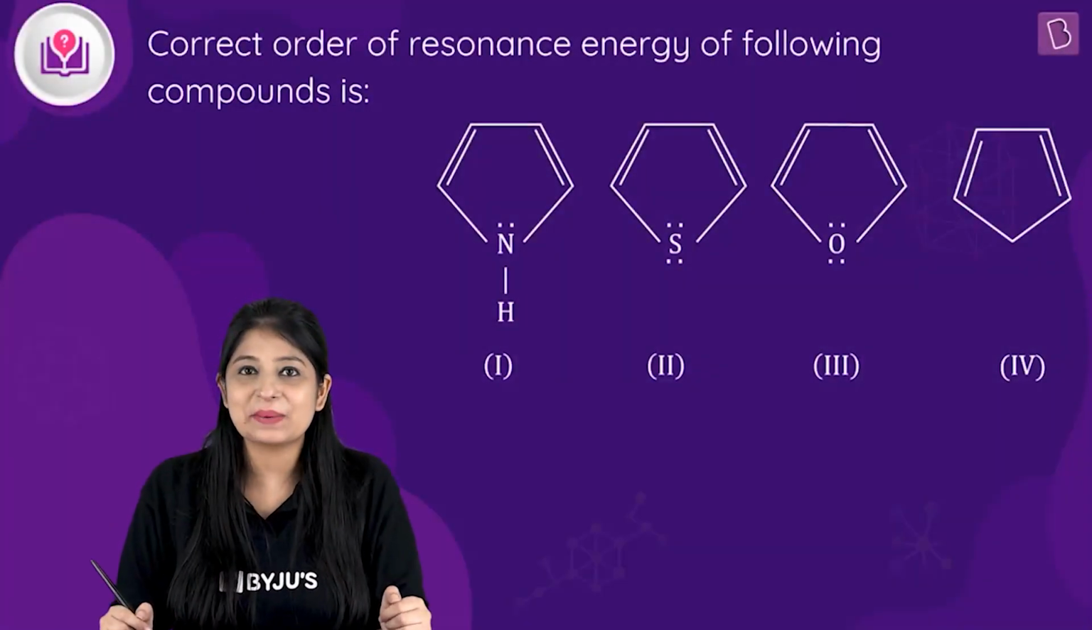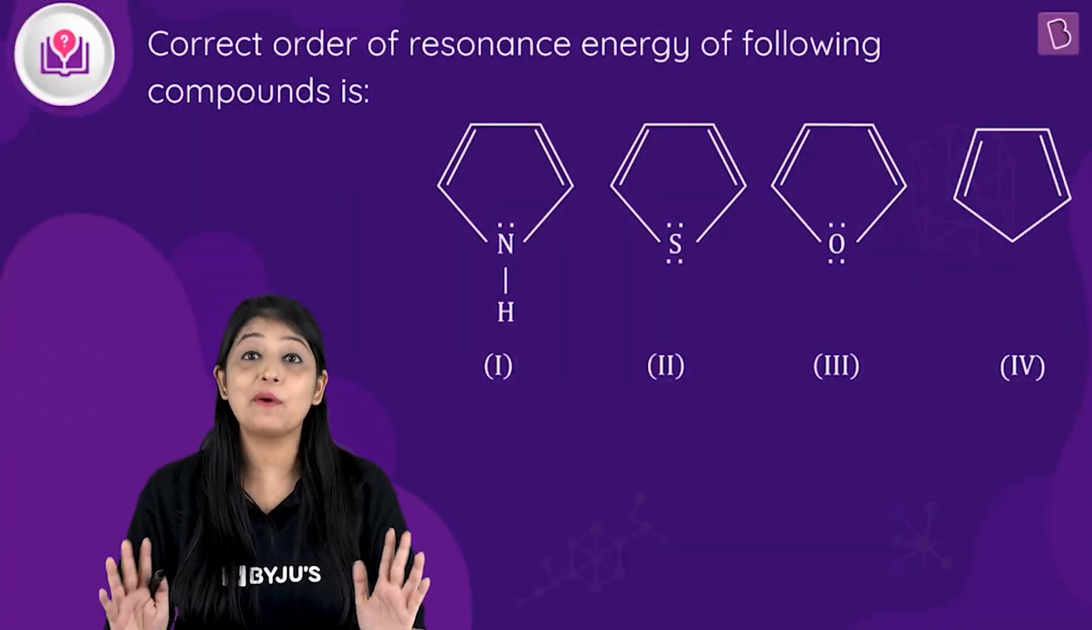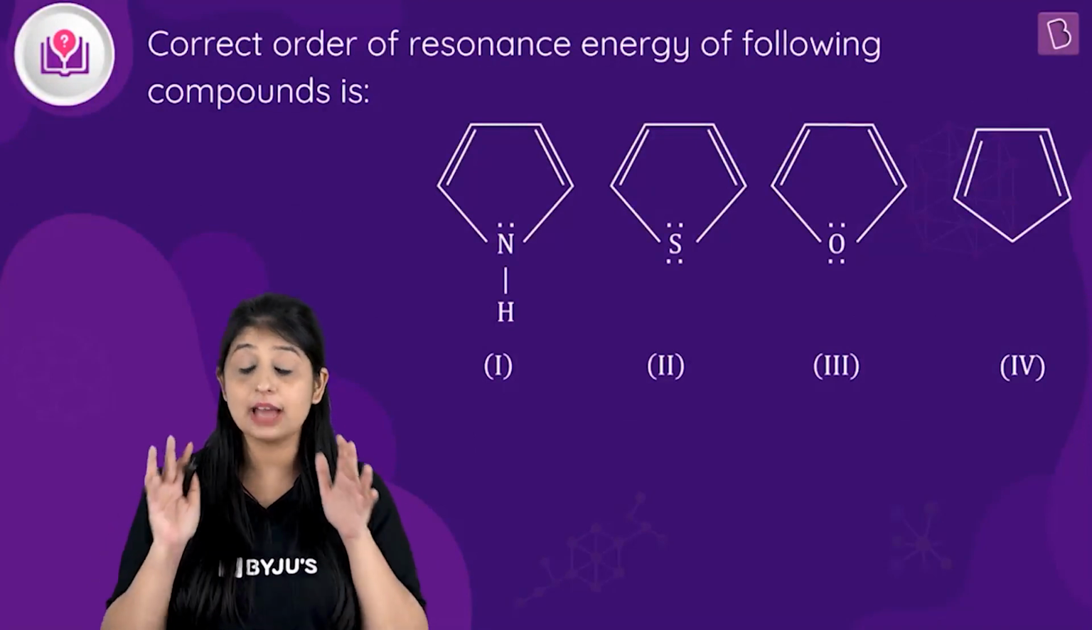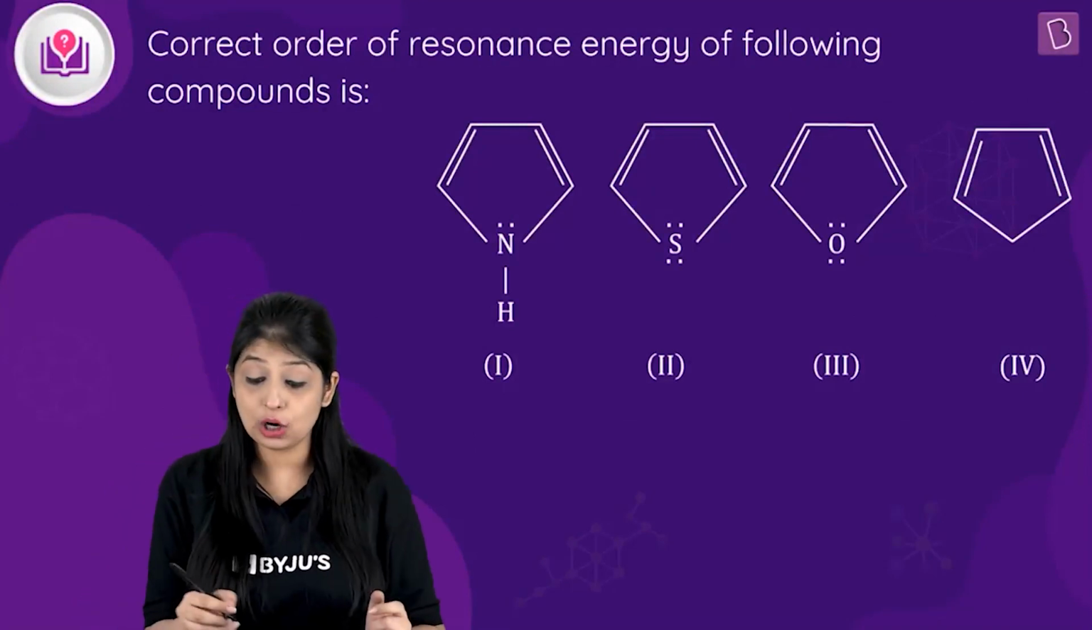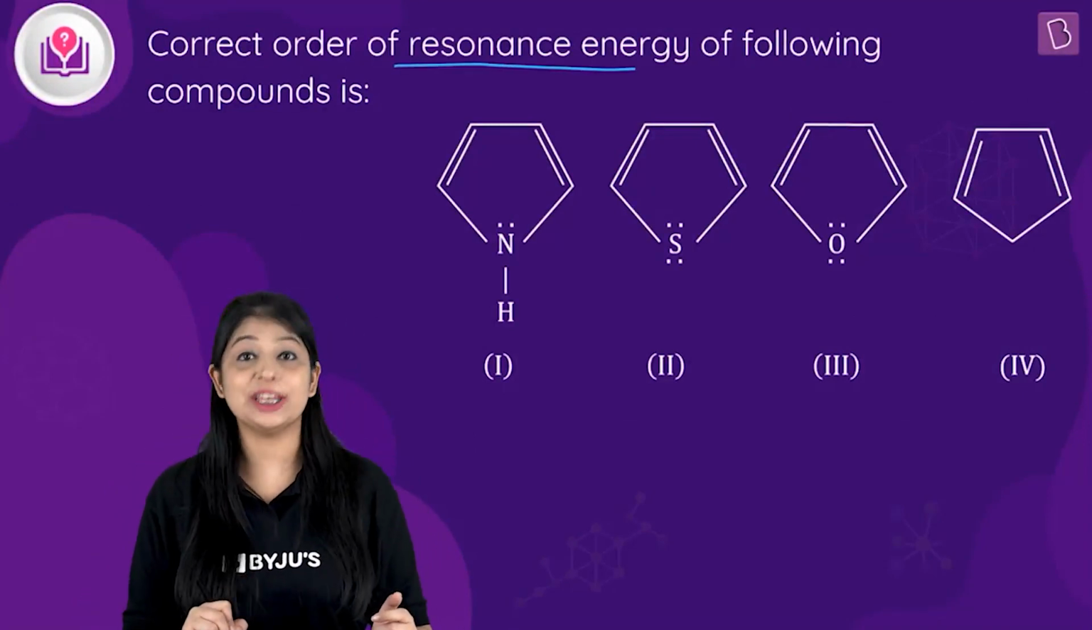Let's have a look at this question. Here we are given 4 compounds in front of us, and we have to find the correct order of their resonance energy. So let's have a look at these compounds one by one. The first one is pyrrole.